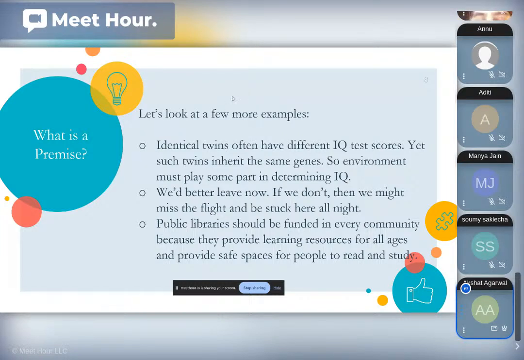So the first example reads: identical twins often have different IQ test scores, yet such twins inherit the same genes. So environment must play some part in determining IQ. What do you think is the premise? Like, what are the reasons behind the author's argument? Do we have any?